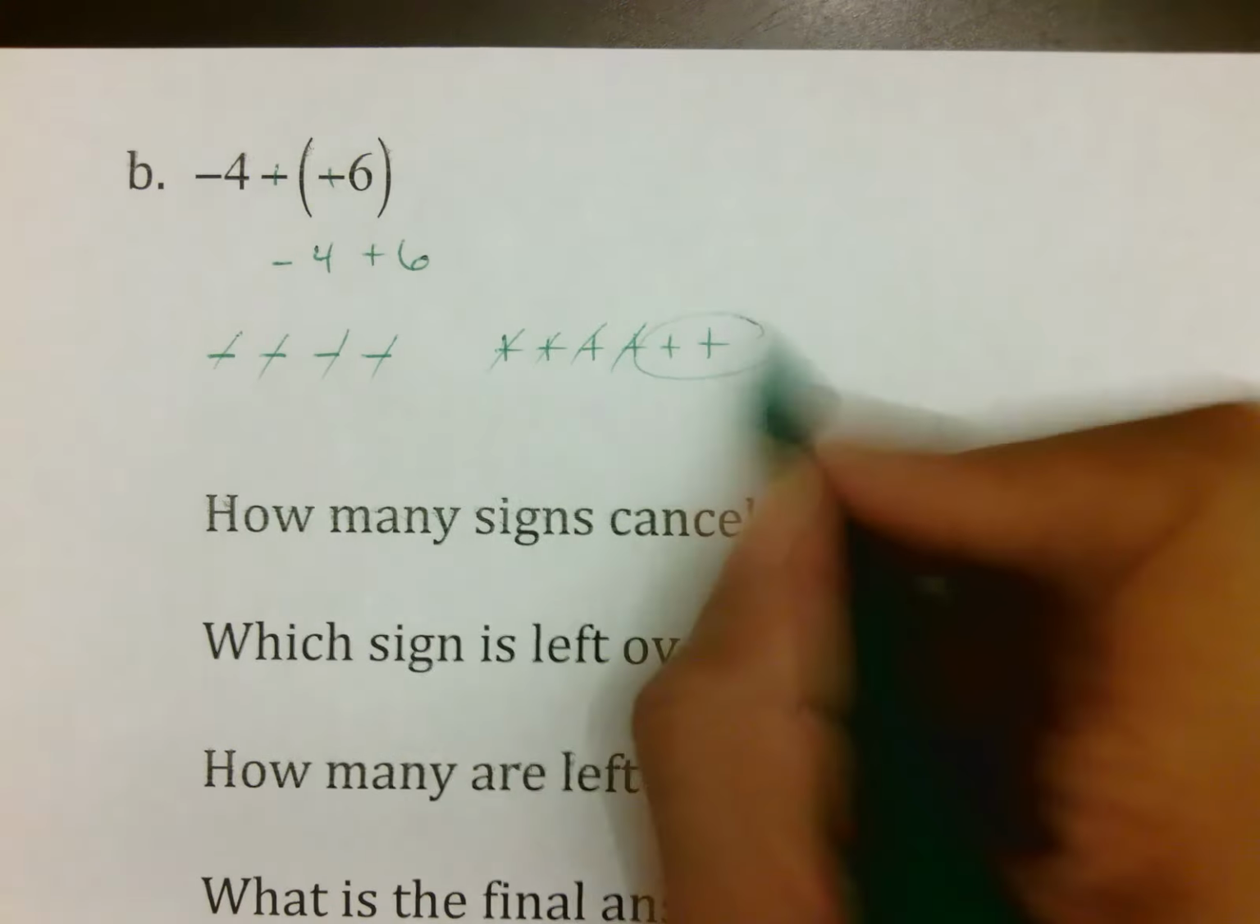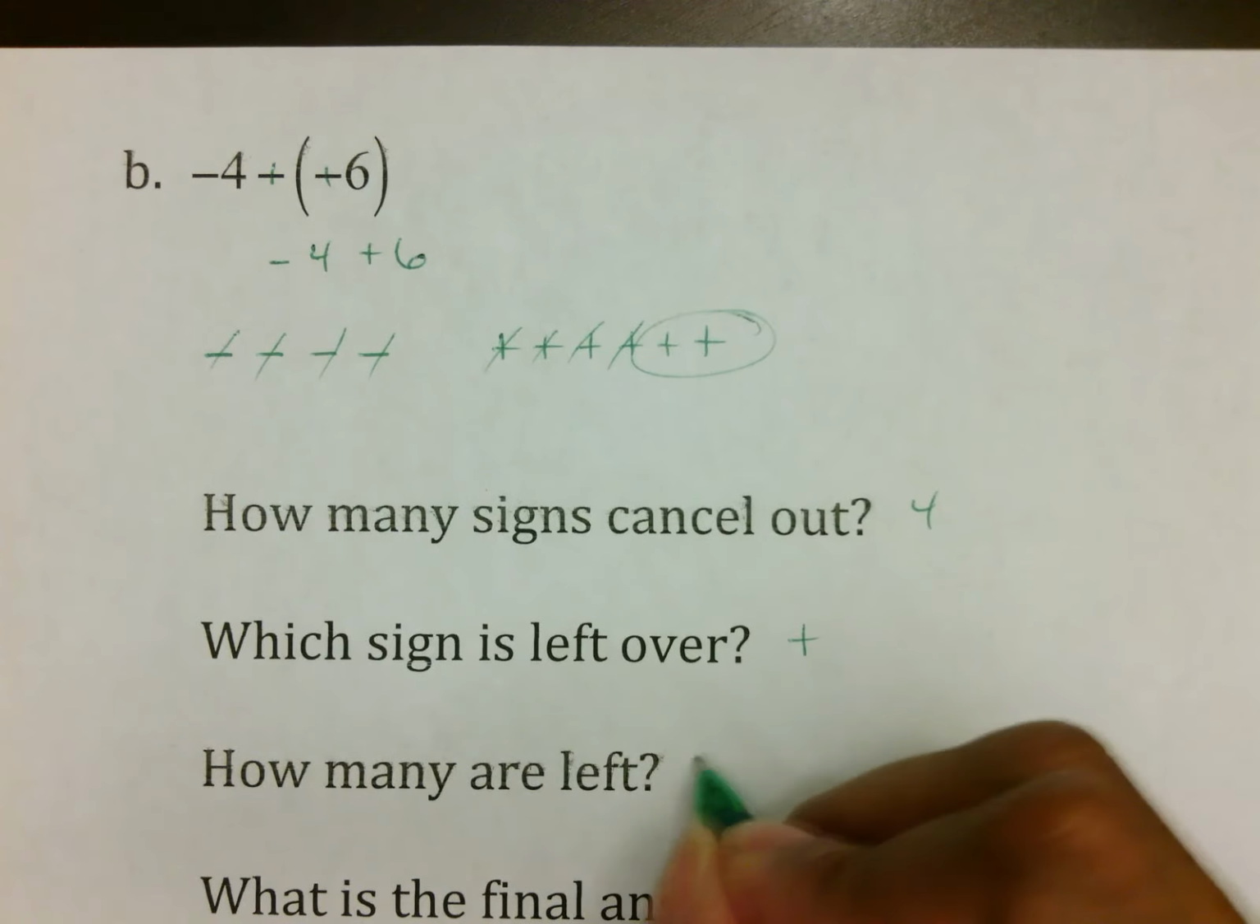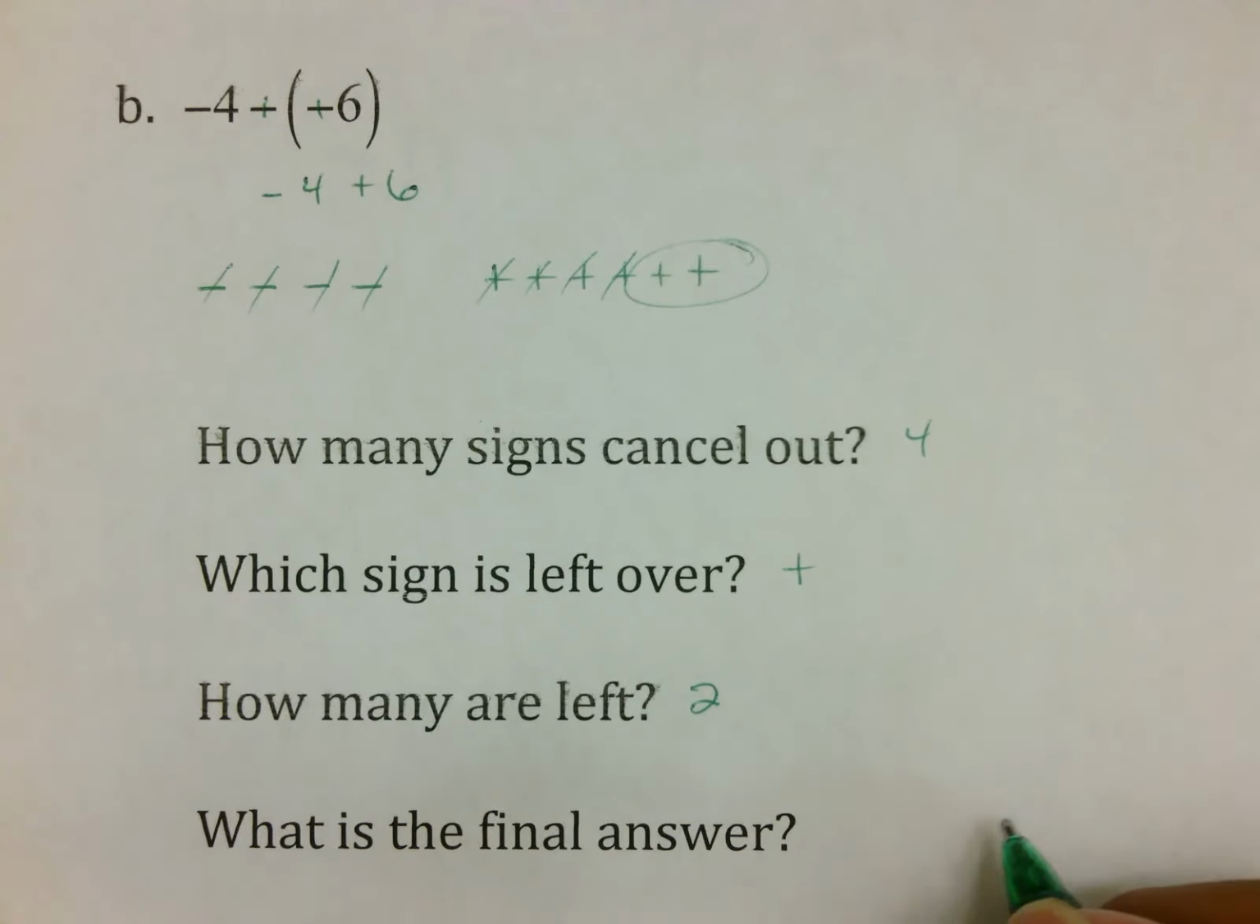Which sign is left over? It's the pluses. We have 2 of them, which means that the final answer is 2. And again, you can type that into your calculator to make sure you know what's going on.